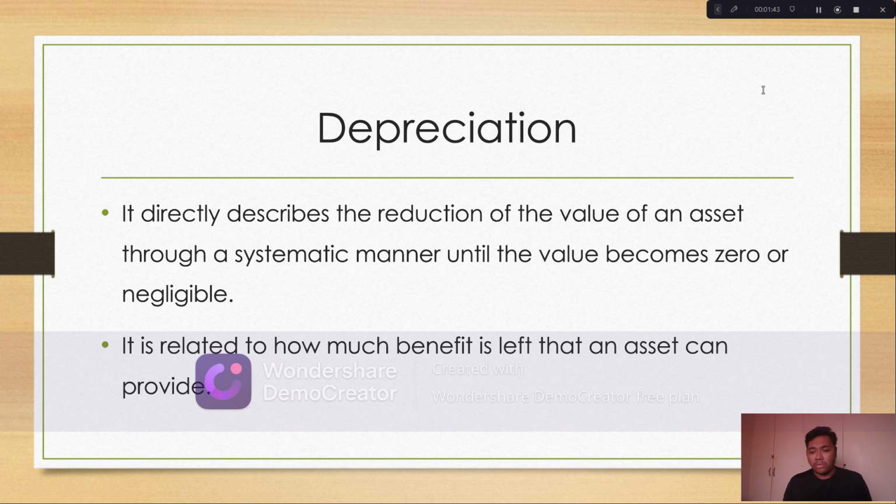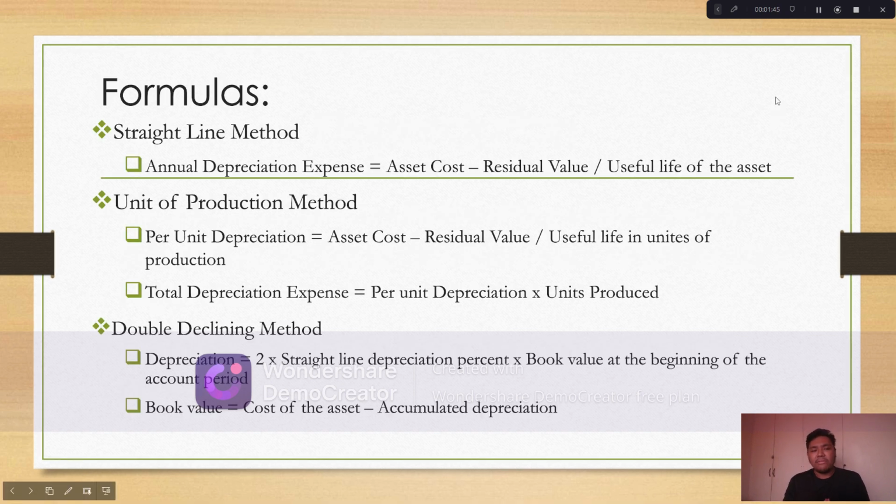As we move on, they have formulas. This is where the systematic manner enters as well. We have different methods to quantify how depreciation occurs on different items when we utilize them. So we have the straight line method, units of production method, and double declining method.